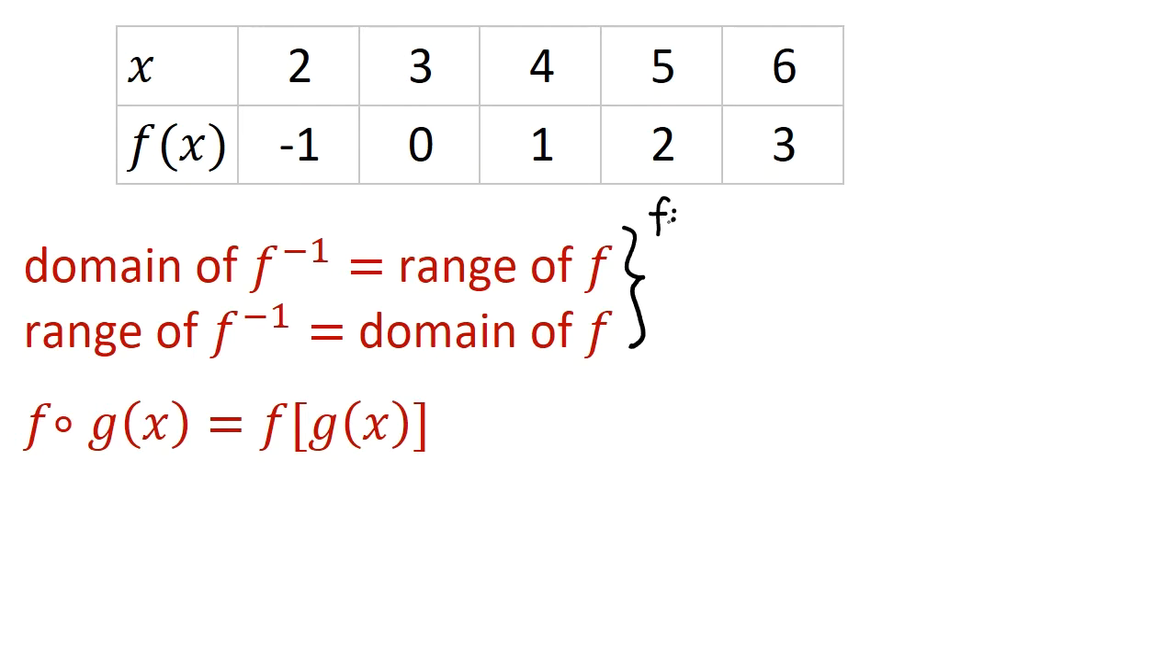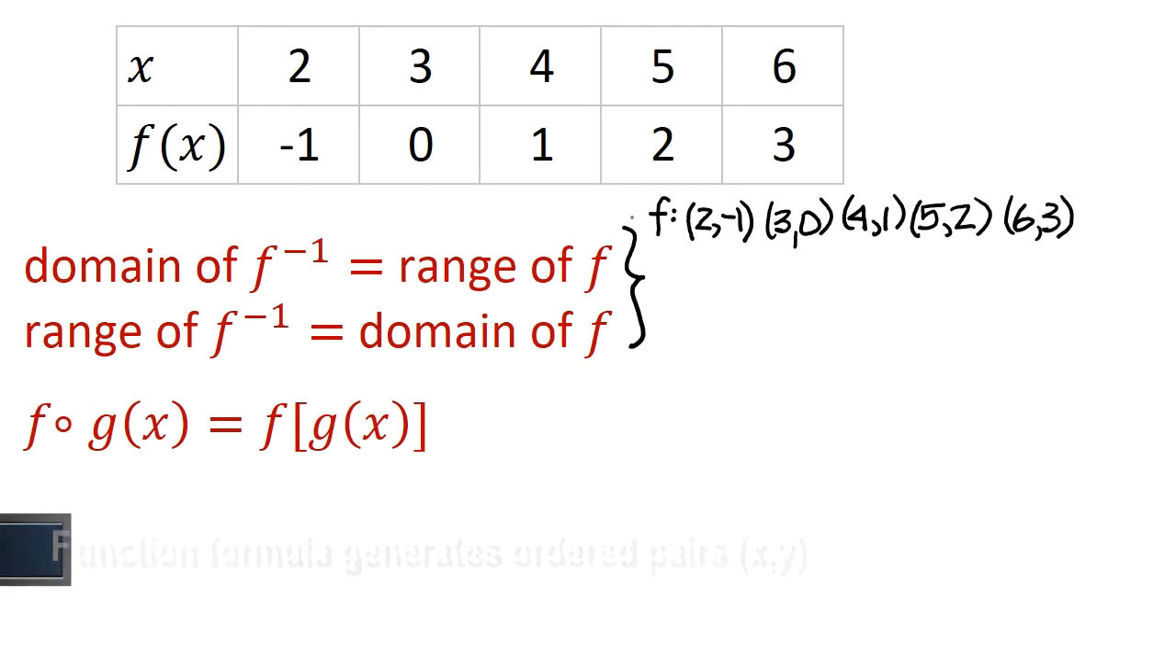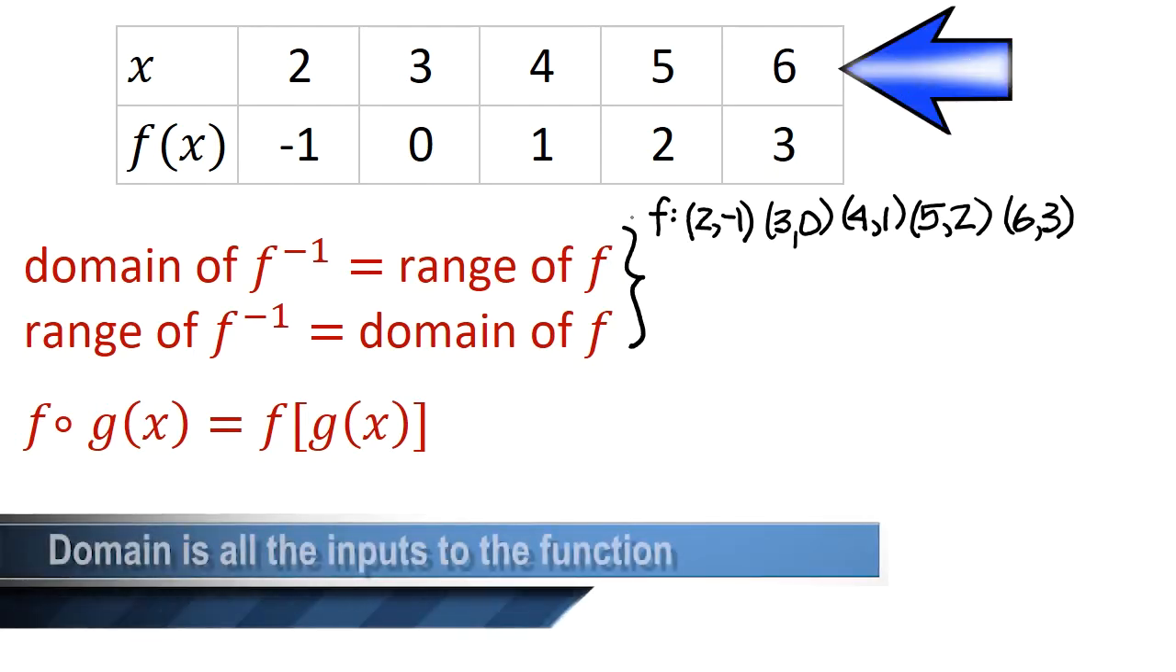We've got a table, and we can actually generate some ordered pairs from the function. When x is 2, y is -1. And when x is 3, y is 0. We can continue to do this. And remember, the formula for a function is just a way to generate these ordered pairs. Students often forget that. Now the domain of f is 2, 3, 4, 5, and 6.